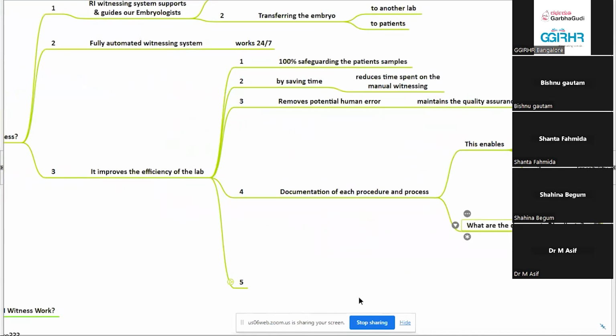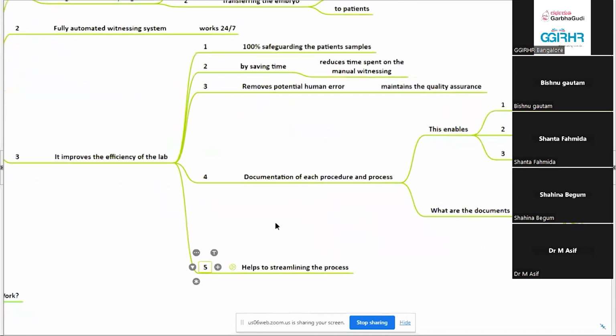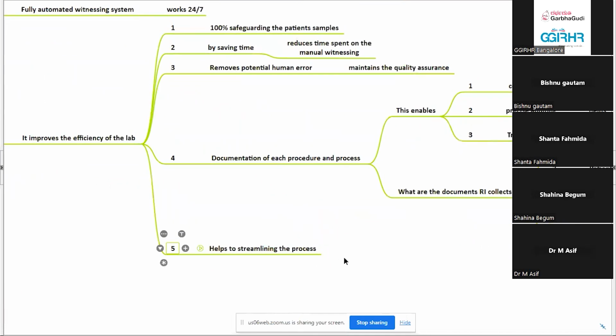Okay. Now, see, I told you it improves the efficiency of the lab. First, I told you it 100% safeguards the samples. Secondly, it saves time. Thirdly, it removes the potential human errors. Fourthly, documentation. And fifth one, it helps to streamline the process.